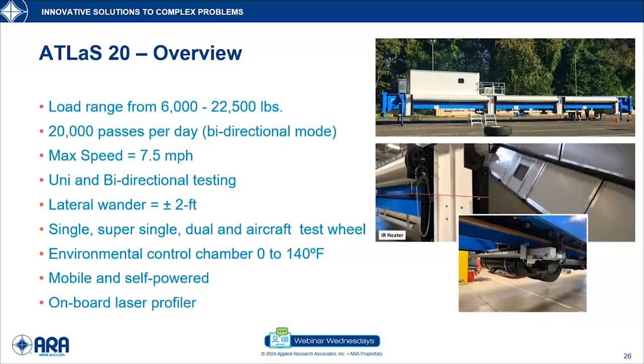As an overview, the Atlas 20 device has many characteristics. I won't go into each of those, but the load range that can be applied goes from 6,000 to 22,500 pounds. So you can see that the damage can be accelerated by imposing significantly higher loads than regular trucks. It can apply around 20,000 passes per day in bidirectional mode with a speed up to 7.5 miles per hour and can also do lateral wandering. This is very important because remember, we're trying to be as close as possible to real traffic-induced damage on pavement structures. It has other features like environmental control, equipment that can simulate and control temperature, even induce rain patterns, and so on.